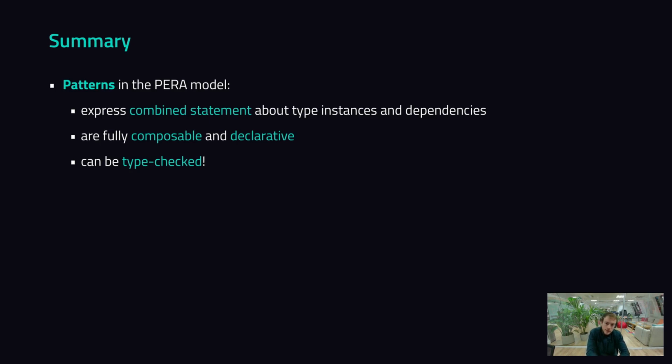So to summarize, patterns are a natural part of the Pyra model. They just express combined statements about type instances and dependencies. They're fully composable. You can compose them in any way, and they're fully declarative. And importantly, they can also be type checked to catch errors before they happen.